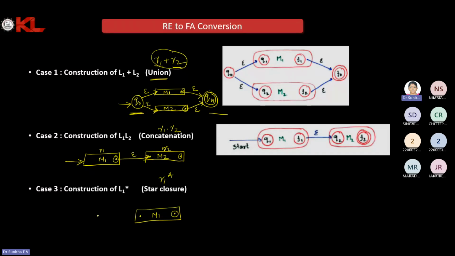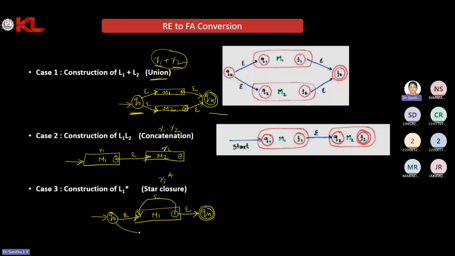Then you add two new states: one is the new initial state Q0 and the other is a new final state. So the machine we have drawn, the next step is that the final state of this machine should be connected to its own initial state using an epsilon transition. Then you connect this new initial state to this initial state using epsilon transition, and its final state to the new final state like this.